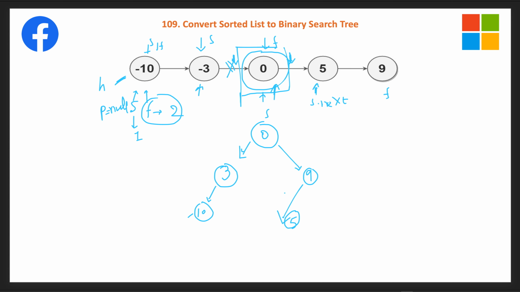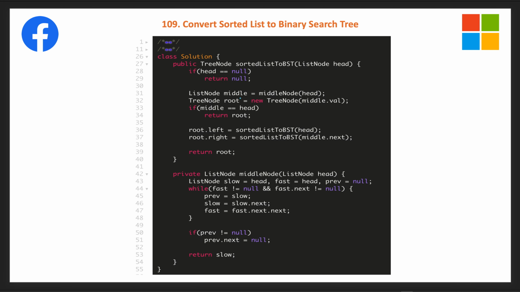So, you can pause the video now and try to code it yourself. Here is a code template which I have written. This method is used to find the middle of the list and also break it. As I explained, using slow, fast and previous pointers, we run until fast is not null or fast.next is null, and if previous is not null, we break the link from the first node to the middle node, and then we return slow as the middle node.